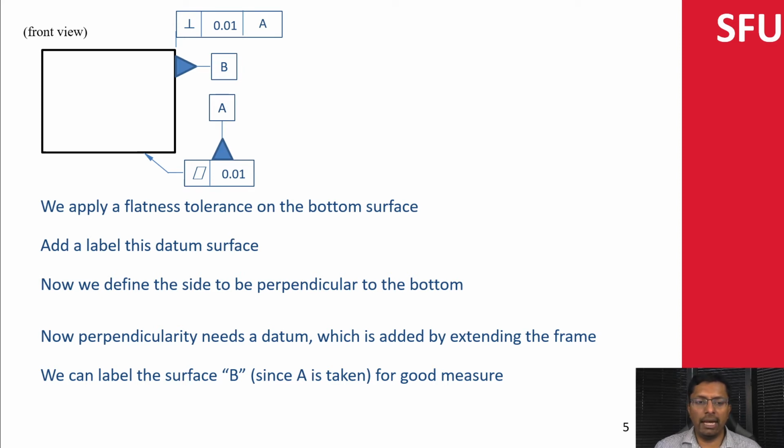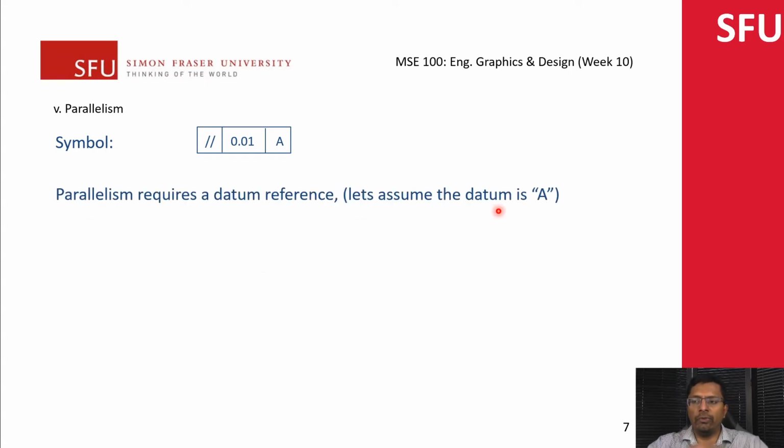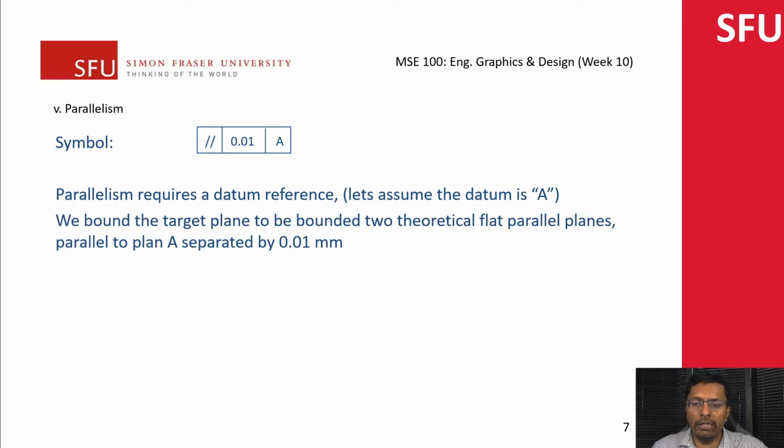If we come back over here, what we do is basically draw two theoretically flat surfaces that are parallel to the original surface, and you're going to bound that within 0.01. That's what is meant by the tolerance over here.